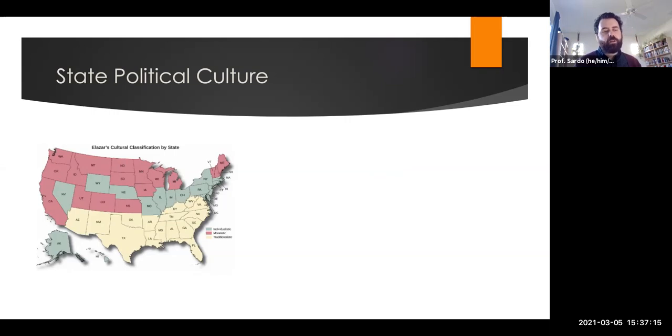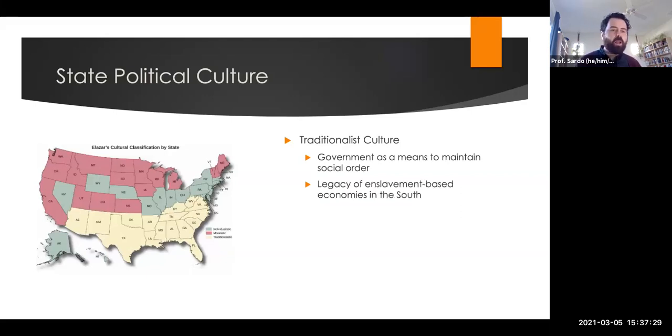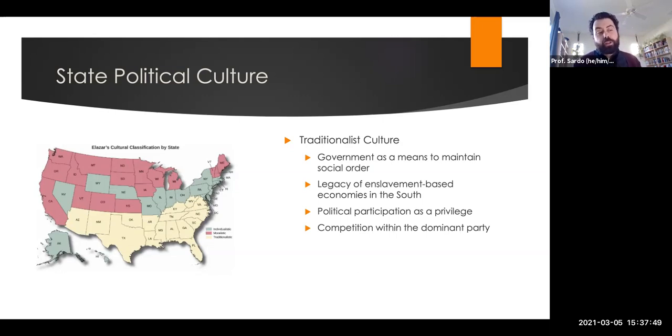Finally, Elazar identifies what he calls traditionalist culture, in which the government is necessary to maintaining the social order. Only elites belong in the political enterprise, and new policies will only be advanced if they reinforce the beliefs and interests of those in power. These are identified in the southern region of the United States as a legacy of enslavement-based economies, and view political participation as a privilege rather than a right. What you end up having is party competition within the dominant party, in general between more extreme right and less right Republicans, rather than between Republicans and Democrats.